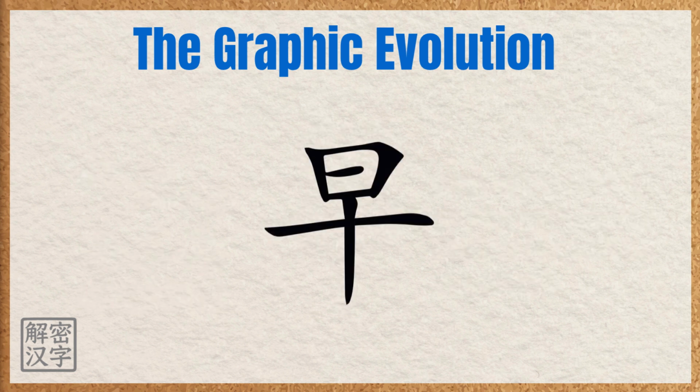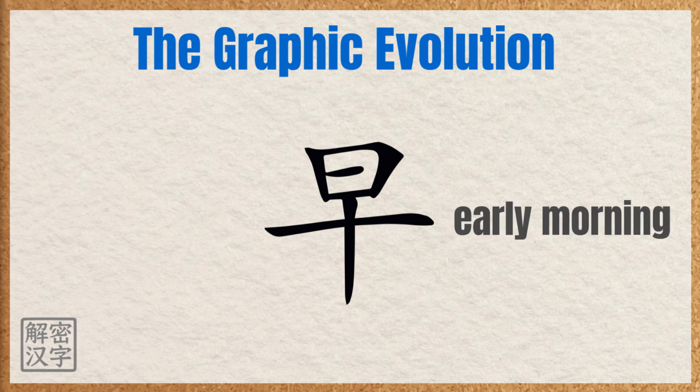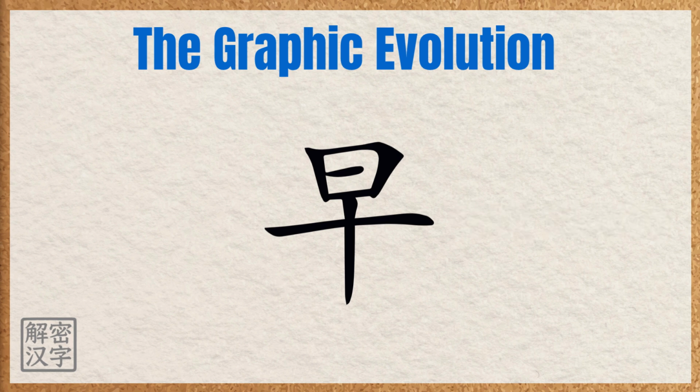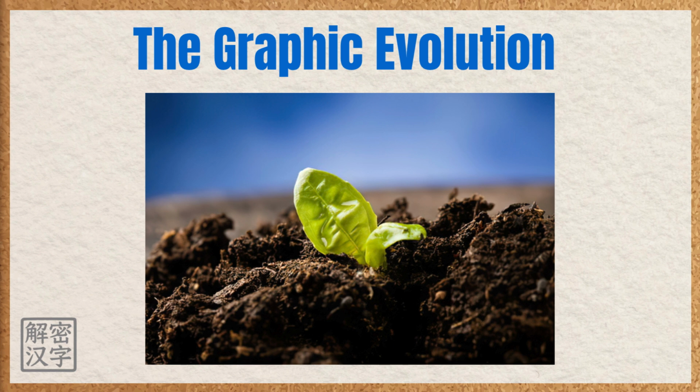This is how the modern character Zao came to have the sun on top. Over time, it came to mean early morning as well, because morning is the beginning of the day, just as a sprout is the beginning of a plant. You can imagine the image this creates. A tiny plant just breaking through the soil. That's the very essence of early.